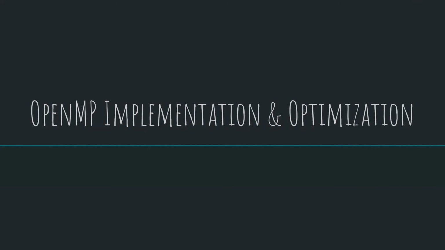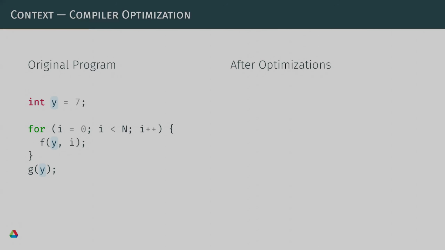So, OpenMP implementation and optimizations. Let's take a look at what a compiler is supposed to do. On the left-hand side, you see an original program that is fairly simple. You have a variable y assigned to 7, and then you use the variable inside of a loop and after the loop. What you would expect the compiler to do if you turn on optimizations is to just replace y, you don't need it, and replace all uses with 7. That's going to happen with every compiler that you pick up that is optimizing nowadays.